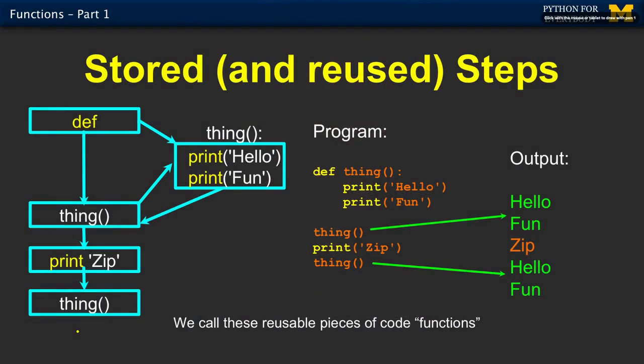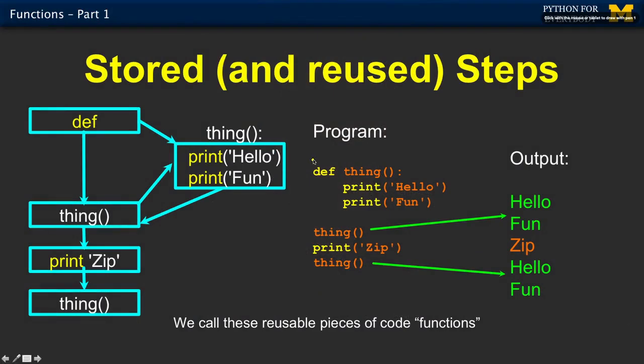And that's exactly what store and reuse is. It's the idea of don't repeat yourself. DRY, don't repeat yourself. So this is what we've got here, stored and reused steps. And functions are those things that we're storing and reusing. So let's take a look.